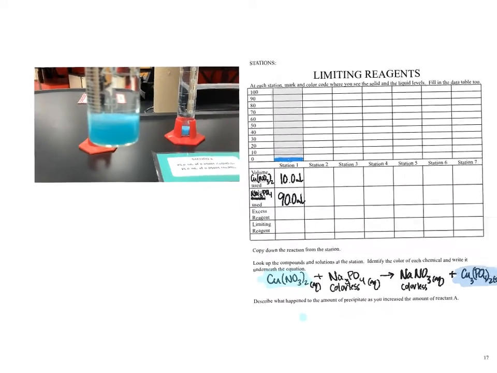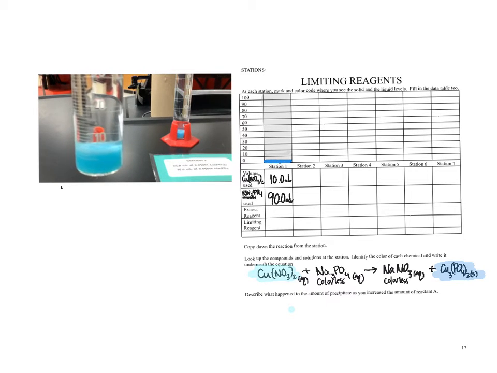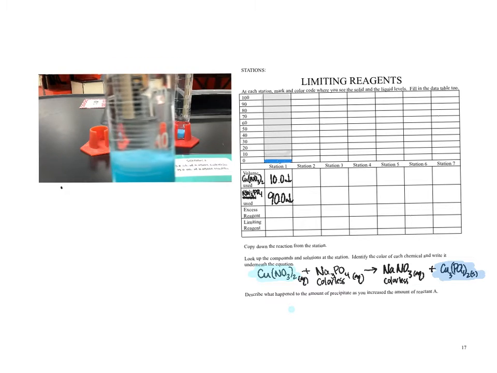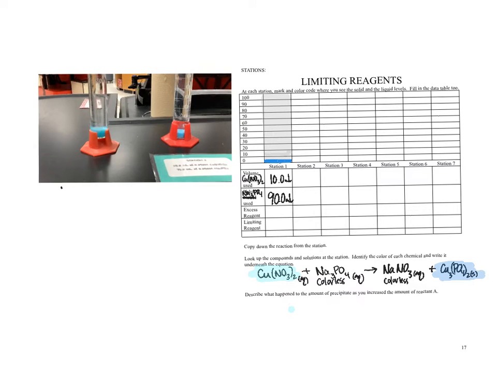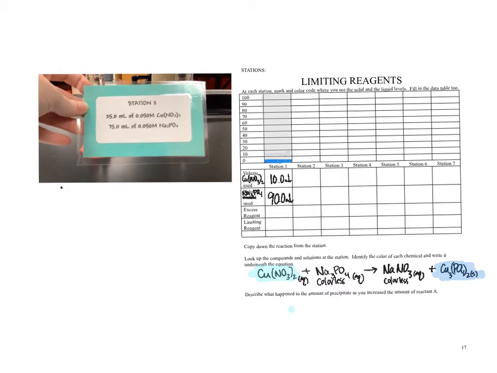Let's go ahead and move on to the second one. Draw that in our data table. Then we want to take a look at what color the solution is right up above, and it's colorless. All right, so here is station 2. At station 2, we have 25 milliliters and 75. So 25 and 75.